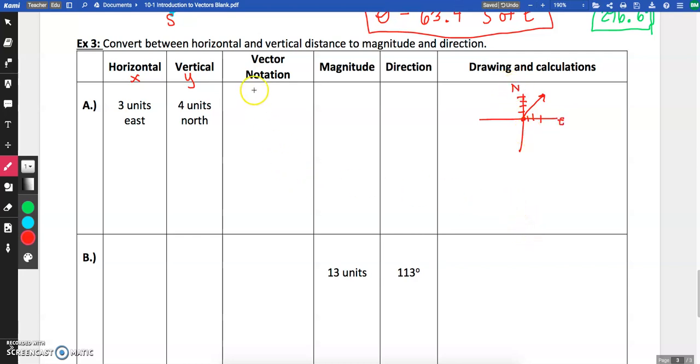If I'm going to write this as a vector, remember I use the pointy brackets. So we're just filling in. Our x distance was 3, vertical distance, y distance was 4. That's my vector notation.